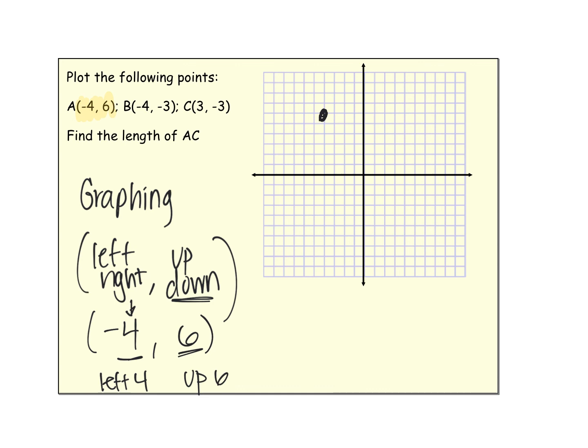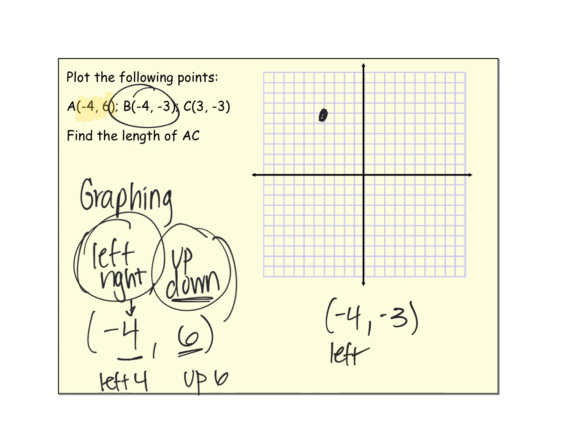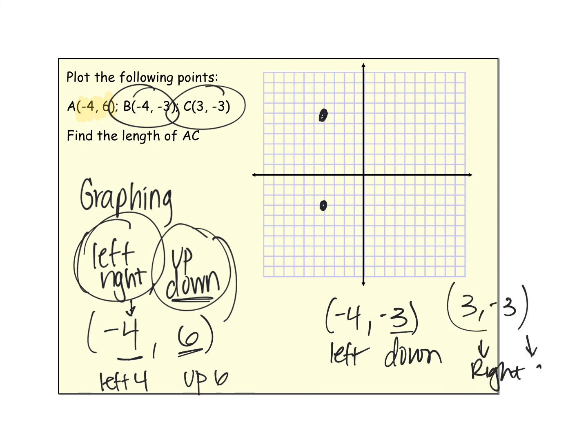Okay, if I was going to graph my next one, -4, -3. Okay, first number tells you left or right. Well, I'm going to go left. Second number tells you up or down. I'm going to go down. It's negative. So I'm going to go left 4, down 3. Okay, and then my last one, 3, -3. First number tells you left or right. So I'm going to go right 3 and then down 3. So right 3, 1, 2, 3, down 1, 2, 3.